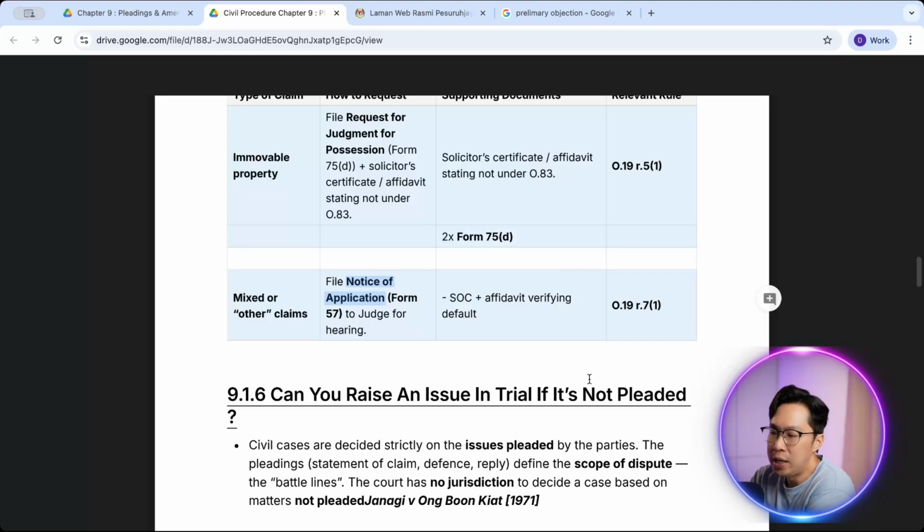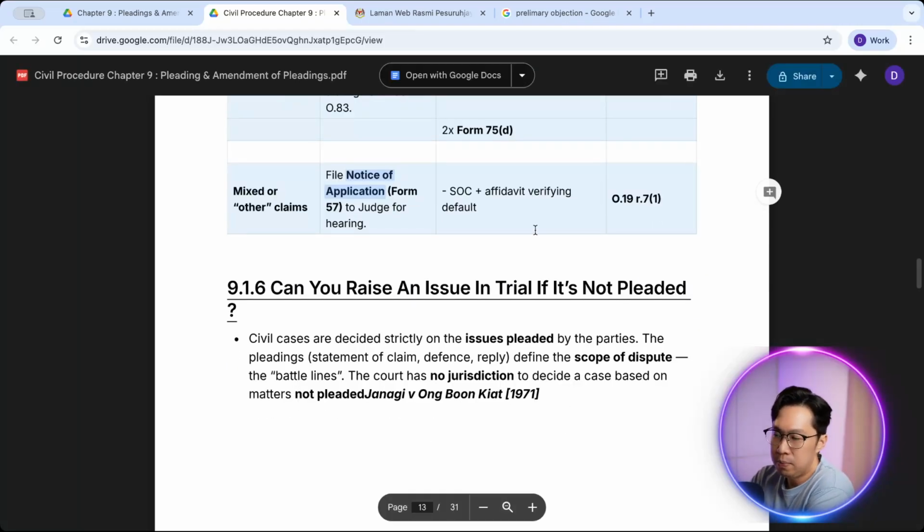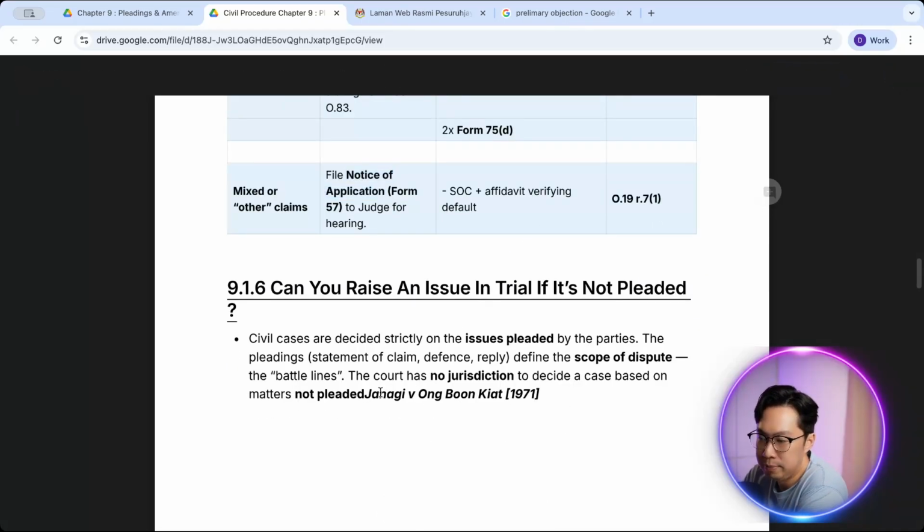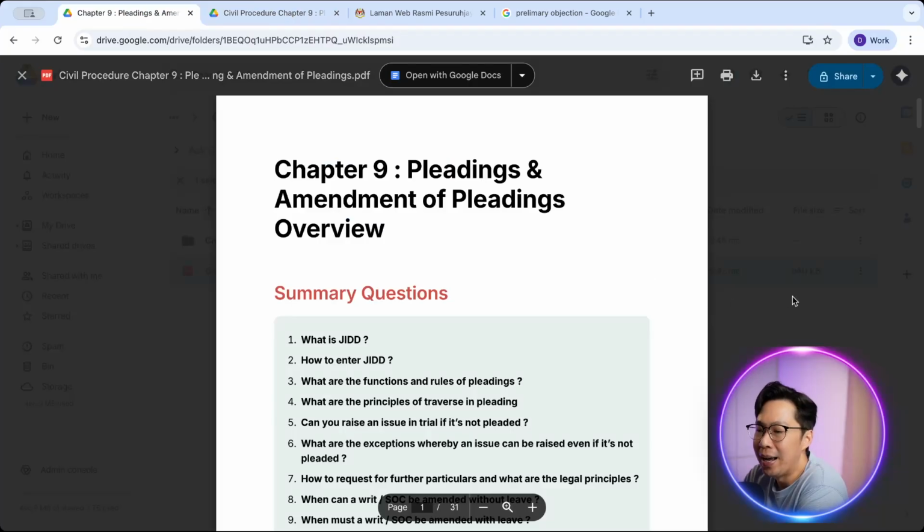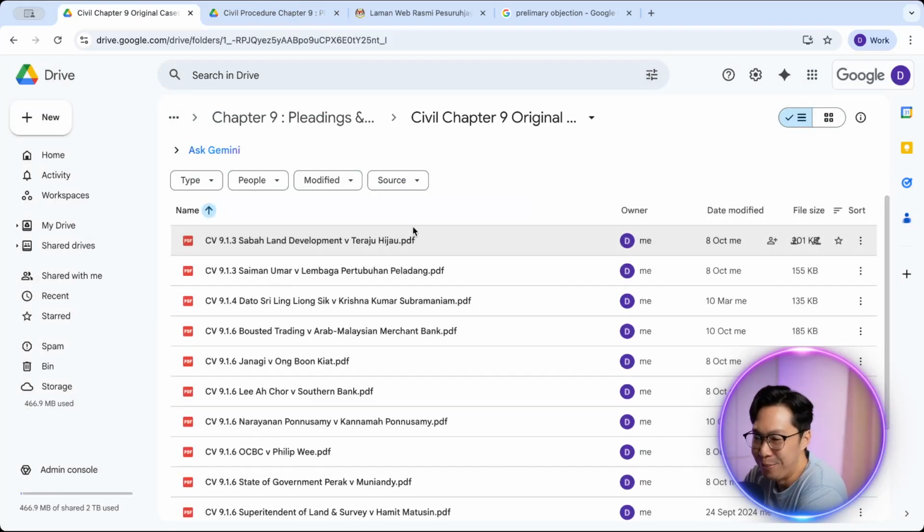Can you raise an issue in trial if it's not pleaded? Why is there some typo error here? Sorry. Alright, just ignore me.